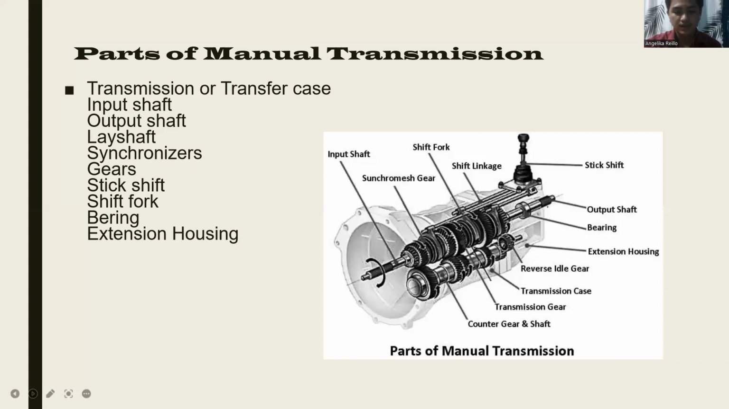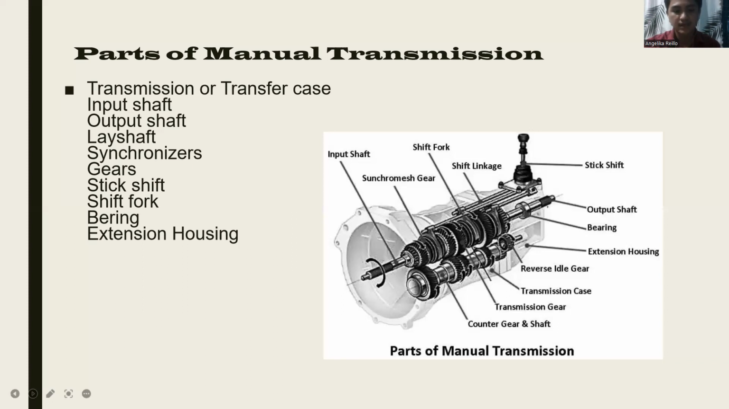Shift fork. In this part, the selector fork is a type of gear that looks like a mechanical arm. The gear selector fork slides along the manual transmission's layout. This permits the collars to move on the output side.